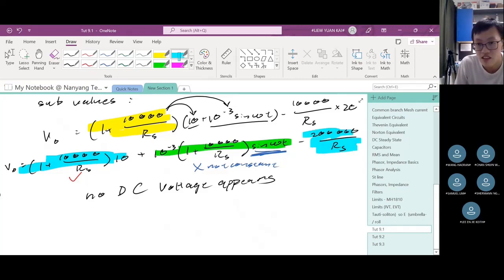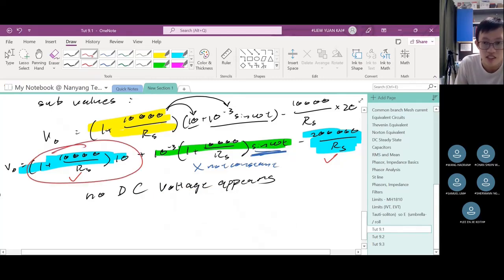Then what about the last one? Here, agree with me that it is also a constant value, right? 200,000 is a constant. The resistance is also constant. It doesn't change with time. So therefore, this whole thing is a constant. So this is also constant. Now, you see, no DC voltage appears. So what should we do?